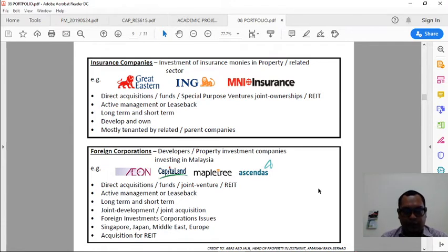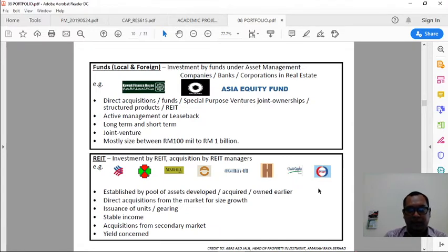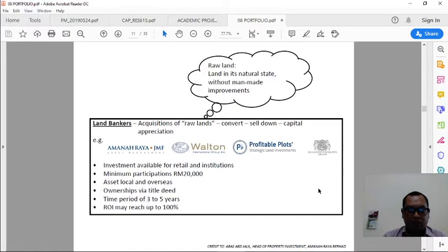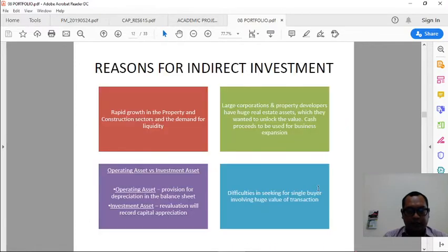Other than that, we also have foreign corporations like Aeon, CapitaLand, Ascendas, and others. So these foreign corporations are also involved in various types of portfolios in our country. Kuwait Finance House, Asia Equity Fund, REIT managers, Starhill REITs, Amanah Raya REITs, Capital Trust, and even KPJ REITs. Okay. Other than that, land bankers.